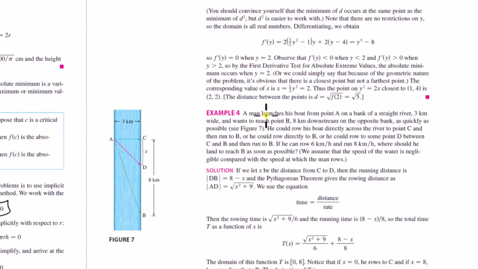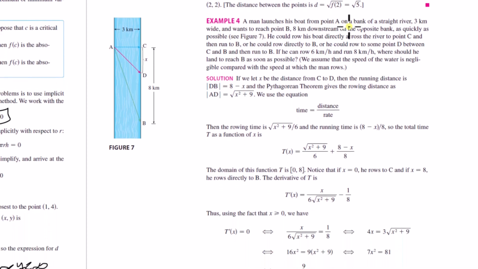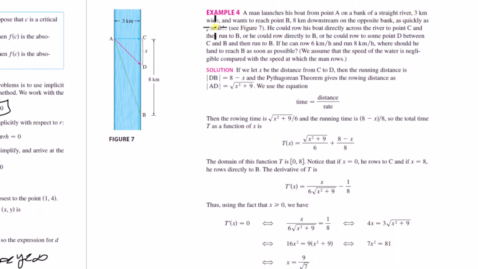All right, example 4. A man launches his boat from point A on a bank of a straight river, 3 kilometers wide, and wants to reach point B, 8 kilometers downstream on the opposite bank, as quickly as possible. He could row his boat directly across the river to point C and then run to B, or he could row directly to B, or he could row to some point D between C and B and then run to B. If he can row at 6 kilometers per hour and run at 8 kilometers per hour, where should he land to reach B as soon as possible? We assume that the speed of the water is negligible compared with the speed at which the man rows. Okay, so the current is negligible.